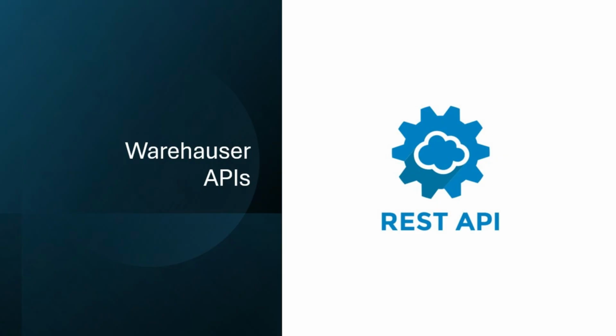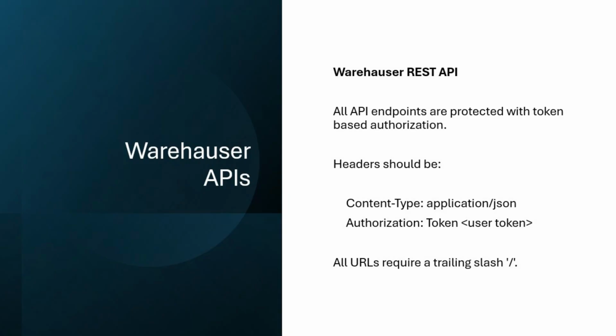Now we will explore the REST services. In its most basic application, Warehouser is essentially a database with some exposed REST service APIs. These REST services are all protected with token-style authorization. It is recommended to use the headers displayed here with each REST service call, replacing the user token with the user's assigned token value. We will demonstrate this shortly. Also note, all URLs require a trailing slash.